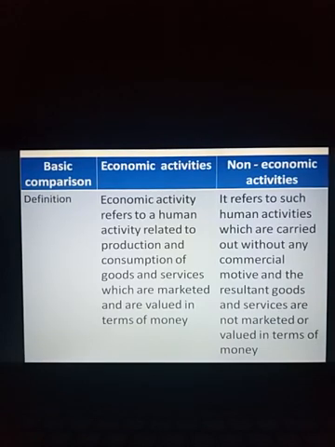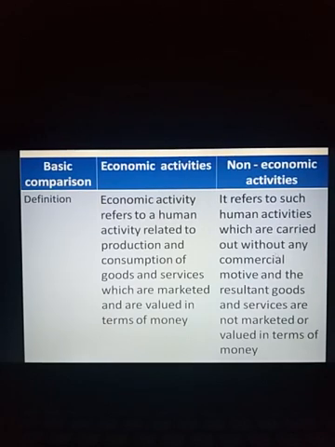Come back to the other side, non-economic activities. Remember, these non-economic activities are slightly different. What is the difference here? Let us see. On the basis of definition, when you compare, it refers to such human activities which are carried out without any commercial motive. Left hand side, under economic activity, you have a commercial motive, but here under non-economic, there's no commercial motive behind this. And the resultant goods and services are not marketed or valued in terms of money.